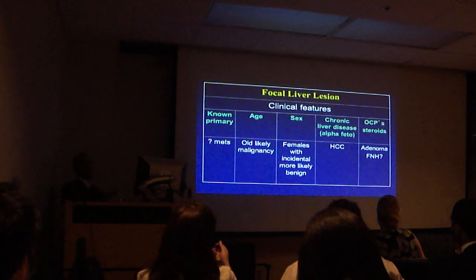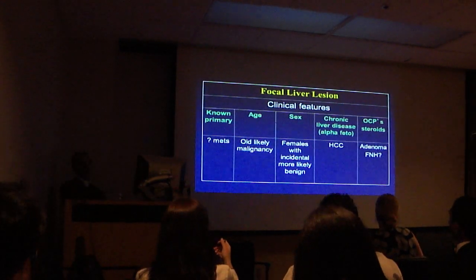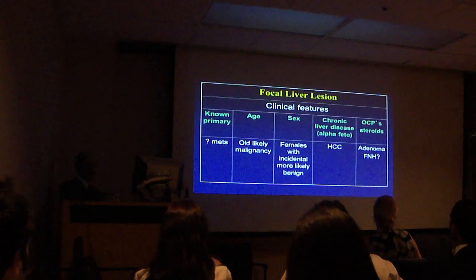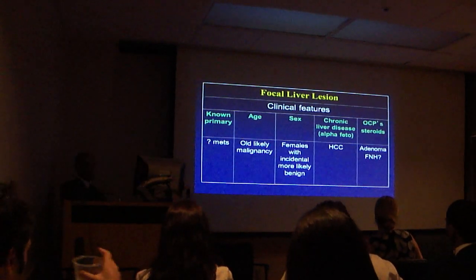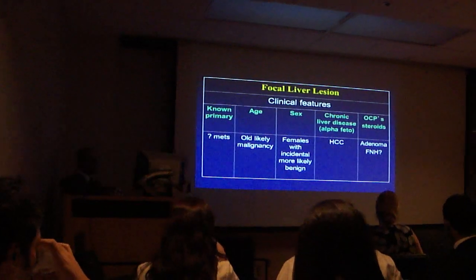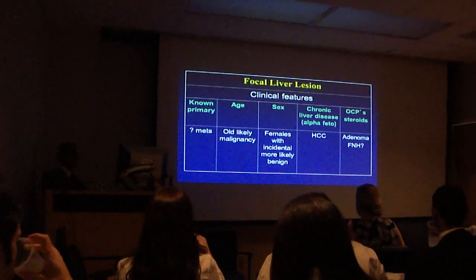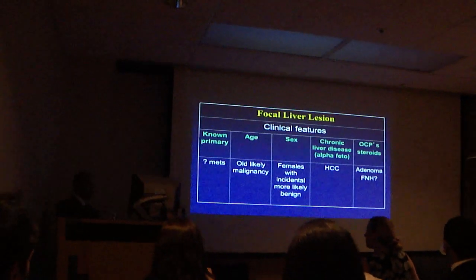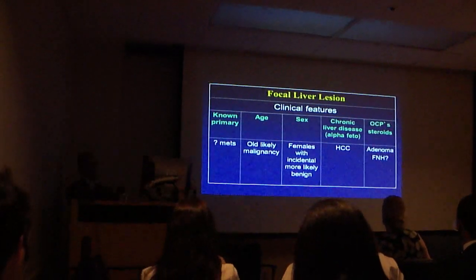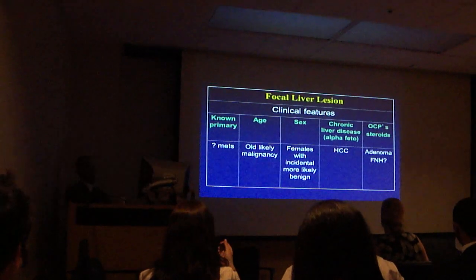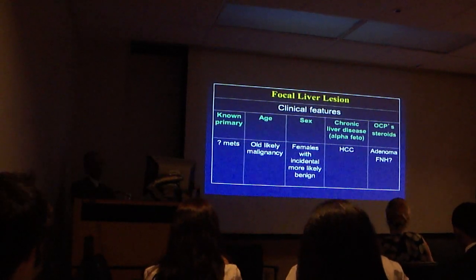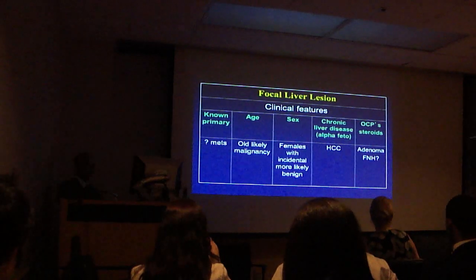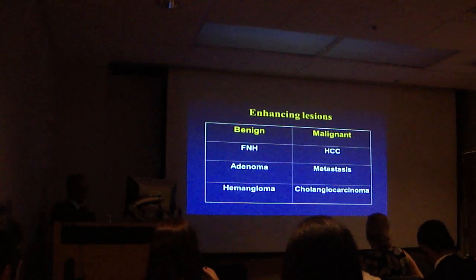Chronic liver disease or elevated alpha-fetoprotein, suspect HCC. And as I said, oral contraceptives, steroids, you suspect adenoma. There is some literature saying FNH can also happen in that, but I am not convinced. It's not convincing. There is still debate on that, but adenoma, there's no question and no debate about it. Steroids or oral contraceptives do induce them and do cause problems in these lesions.